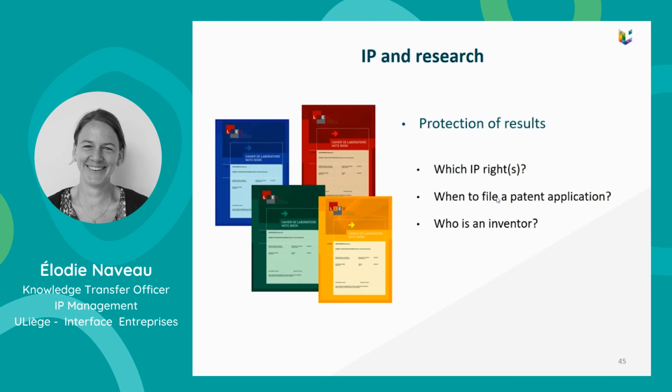Next step is you obtained the results and you want to protect those results. So which IP right will you use to protect the results? Is it the intention of the team to file a trademark? Is it the intention to keep it secret or to patent it? If we decide to patent, when will be the best time to file a patent application? That's really important, because if we file too late, you may already have published a scientific paper, or you may have presented it at a conference, so it will be too late.